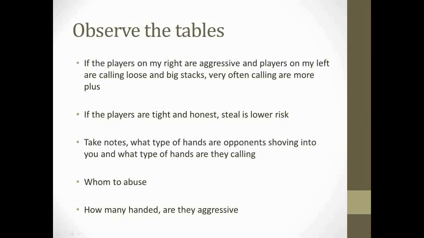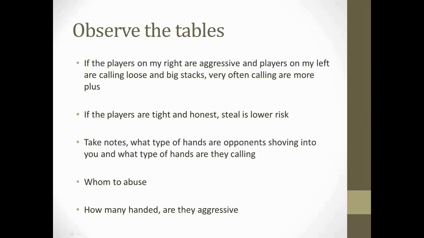when we enter a table, we want to see how many handed they are. If it's 4-handed, we want to observe whether they are aggressive. If they're really aggressive, I don't get a lot of chance to shove, or the blind will just hit me very often, then I'm going to shove wider.